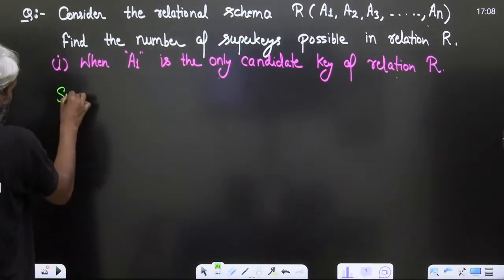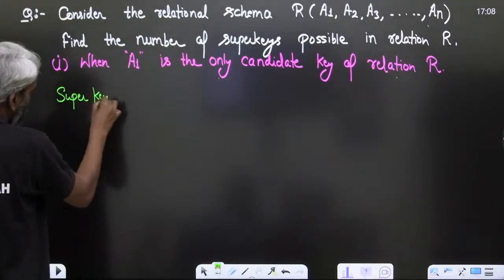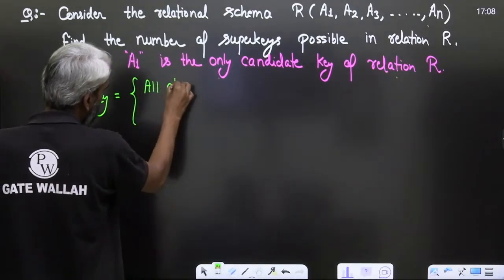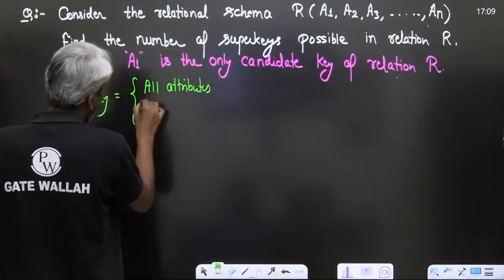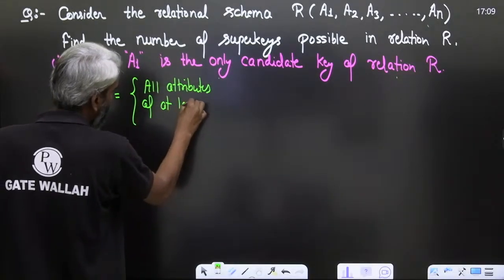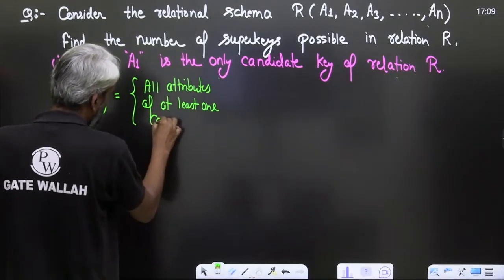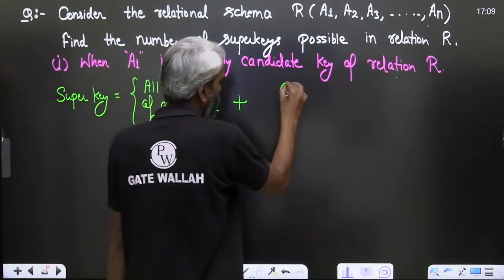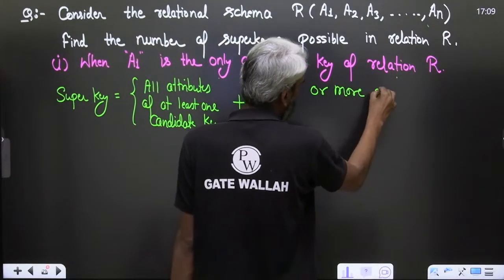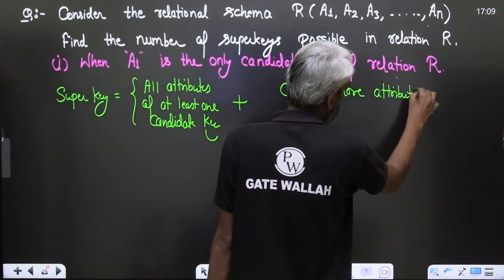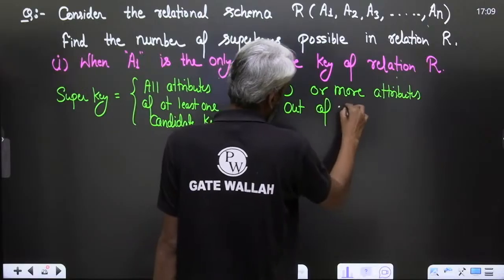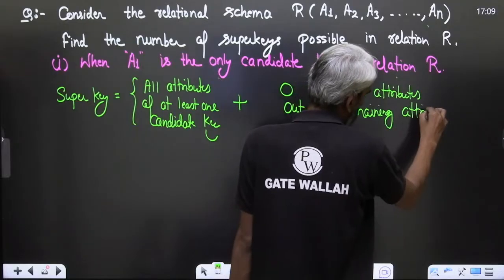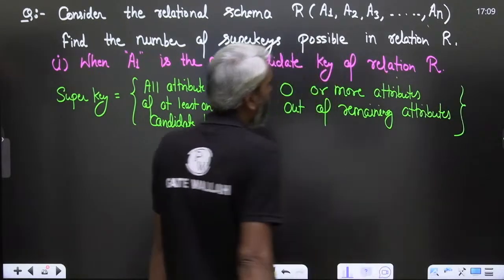Sir, what did I say? What is a super key? A super key is nothing but a set containing all attributes of at least one candidate key plus 0 or more attributes out of the remaining attributes.